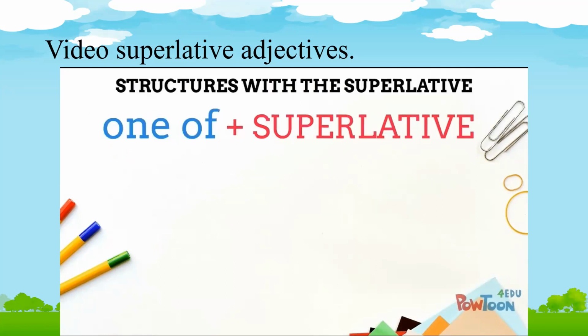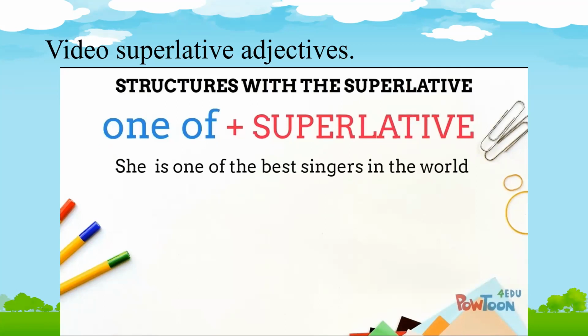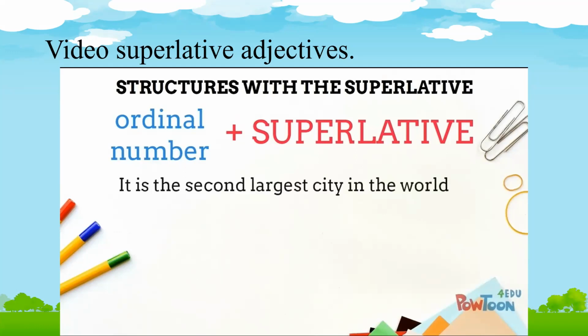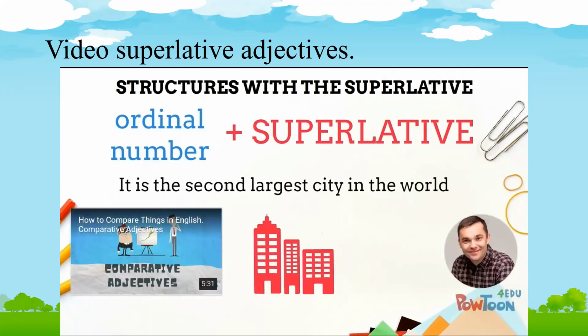One more structure is one of plus superlative when we talk about a representative of a group. She is one of the best singers in the world. And finally, the structure an ordinal number plus a superlative adjective. You remember ordinal numbers, the first, the second, the third. It is the second largest city in the world.